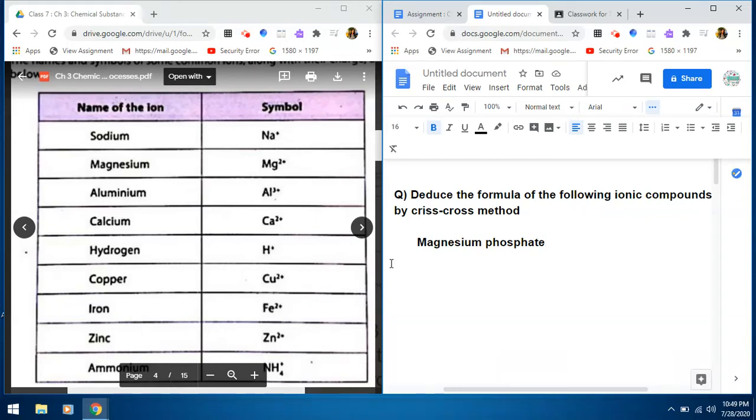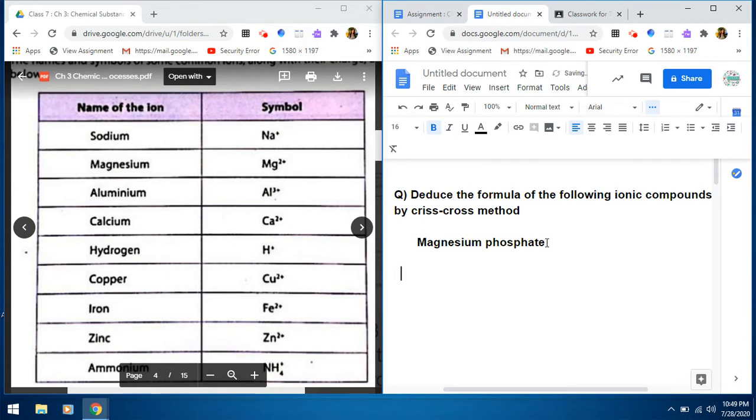Dear children, today we are going to learn how we can deduce the formula of various ionic compounds by crisscross method. Here is the first ionic compound, which is magnesium phosphate. In order to write its formula, it is very important to learn the symbols of various cations and anions. So let us start finding out the formula of magnesium phosphate.